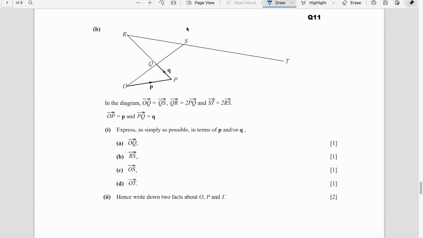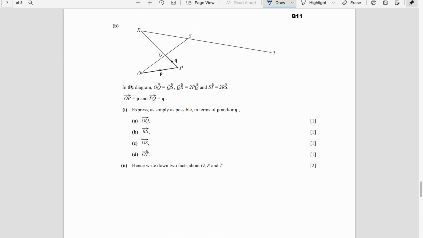Next question, probably the last one. So in the diagram, OQ is equal to QS. So these are the two main points. QR is equal to 2 times PQ. So let's label them with numbers. If this is 1, this is 2, and ST is equal to 2 times RS. So if this length is 1, this length is 2.